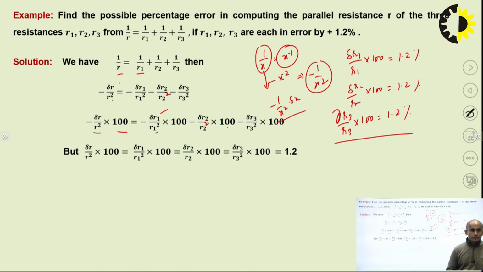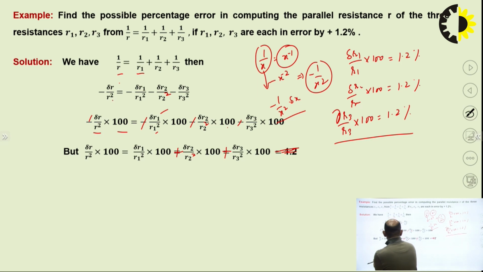Now if we simplify this, as we have minus 1 common, we can cancel it out. So we have delta R upon R square into 100 equals delta R1 upon R1 square into 100 plus delta R2 upon R2 square into 100 plus delta R3 upon R3 square into 100.